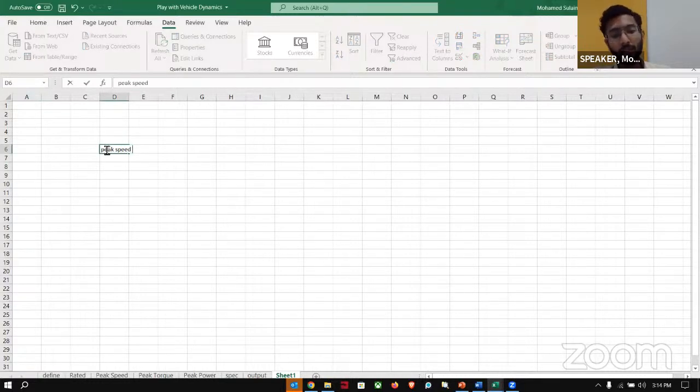Peak speed. Peak power. Created. The peak torque. So these will be the four drive modes we'll be dealing with. And in every sheet, at the end of every sheet, you have to note down the RPM, the torque, and the power.